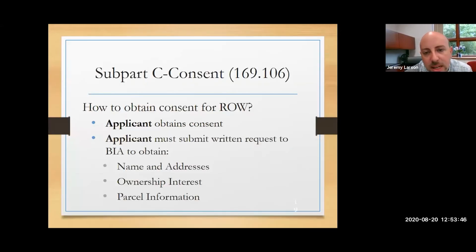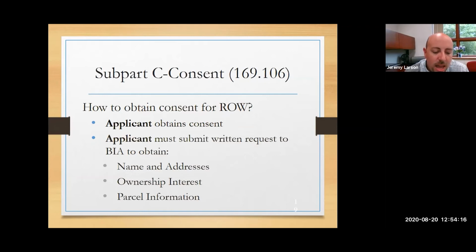Consent. How to obtain consent for a right-of-way. The applicant obtains the consent. The applicant must submit a written request to us. That's why we ask you, when you know you're going to start the right-of-way process, to contact us and send a letter, let us know where you're going so we can provide you names and addresses if there are allotments involved, the ownership interest as well as the parcel information, which would be the BIA tract number.